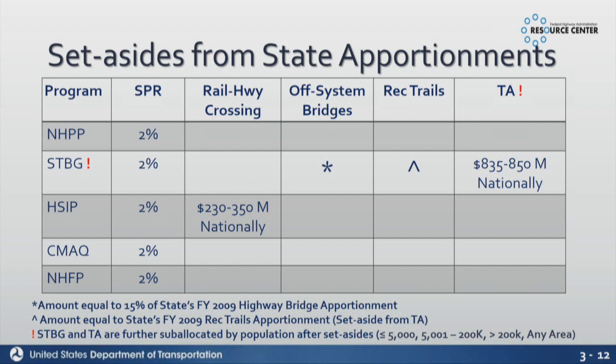Railway and highway crossing has a set-aside from the safety funds, typically 230 to 350 million annually, nationally. Your STBG, Bob talked about that, you can use funding from your STBG to support off-system bridges. We talked about earlier, STBG being your most flexible source of funding. You also can use it for rec trails, and then your transportation alternatives program. And that's typically 835 to 850 million nationally. Those are the set-asides. That's where your additional flexibility in your funding and how you execute your program can come from.